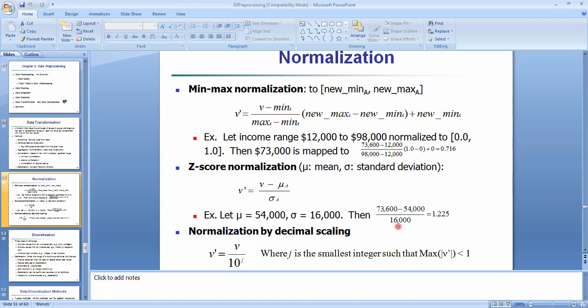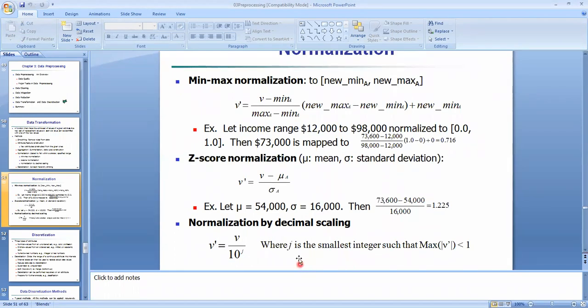Normalization by decimal scaling: v dash equals v divided by 10 raised to j, where j is the smallest integer such that the maximum of the absolute value of v dash is less than 1. That is, the maximum value should be less than 1.